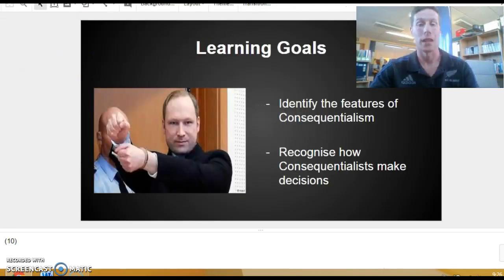So to start off with today, we have 2 goals. The first is to identify the features of consequentialism, and the second is to look at how consequentialism can impact our decision making.